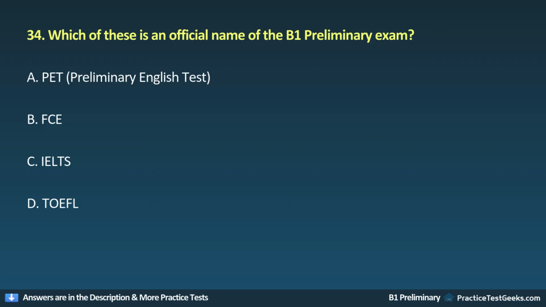34. Which of these is an official name of the B1 preliminary exam? A. PET, Preliminary English Test. B. FCE. C. IELTS. D. TOEFL.